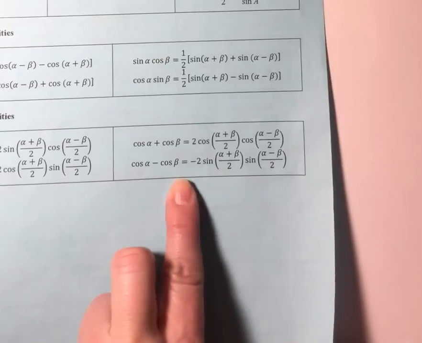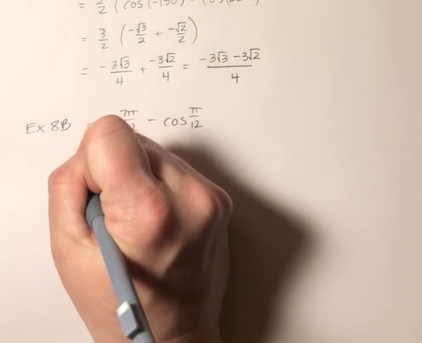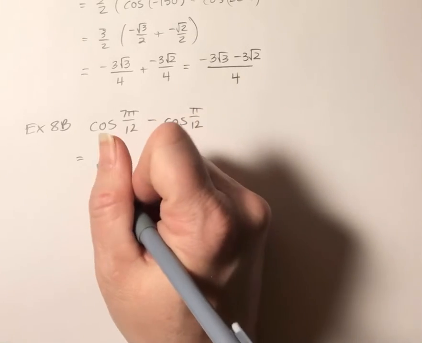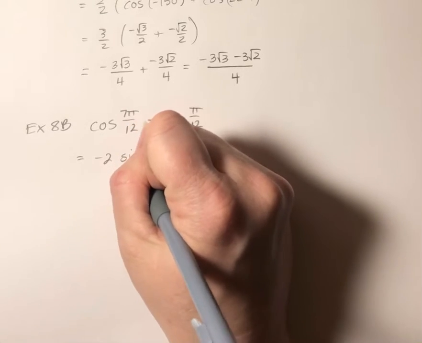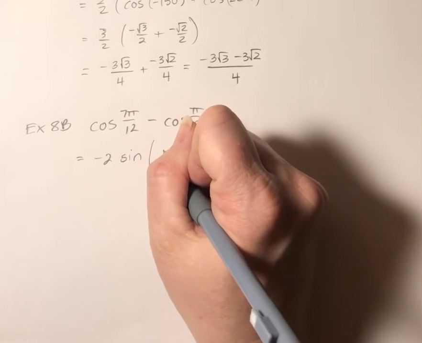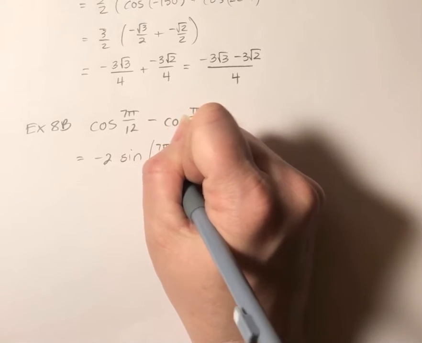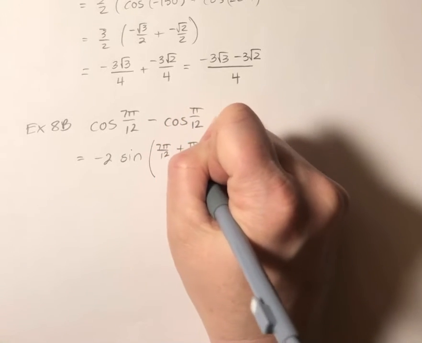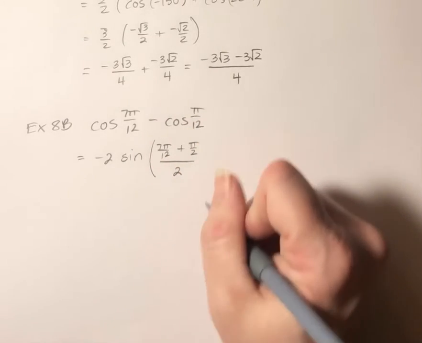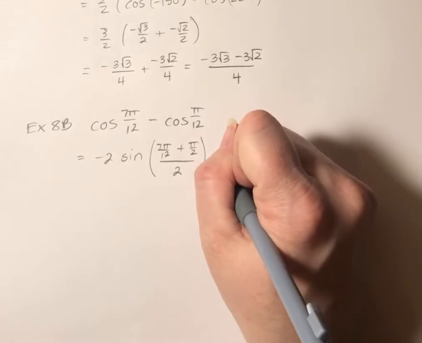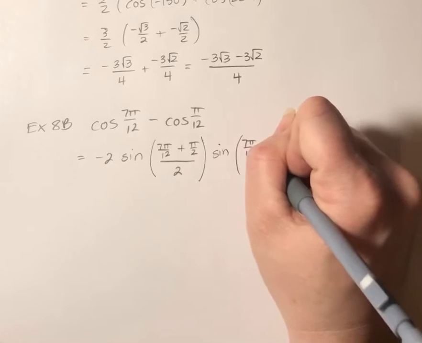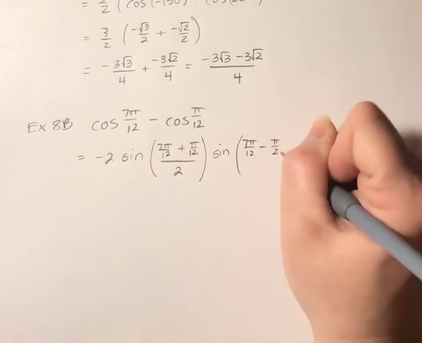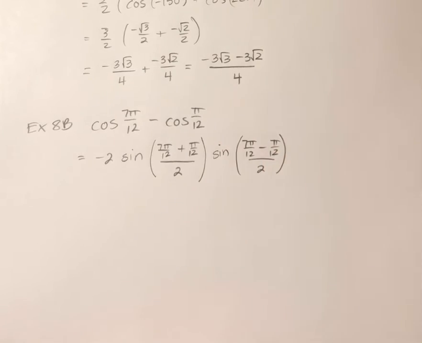I have cosine minus cosine, so I'm going to use this identity. So I've got a negative 2, and then this becomes a sine. And what I'm doing here is finding their average. So I take 7 pi 12ths plus pi 12ths divided by 2. And then I'm taking their difference divided by 2. 7 pi 12ths minus pi 12ths divided by 2.